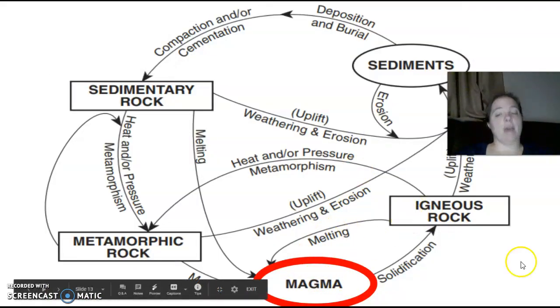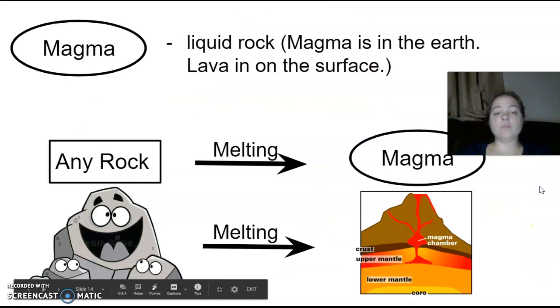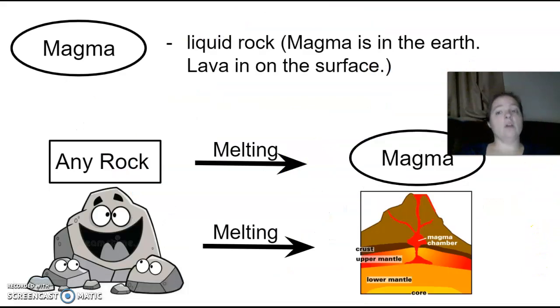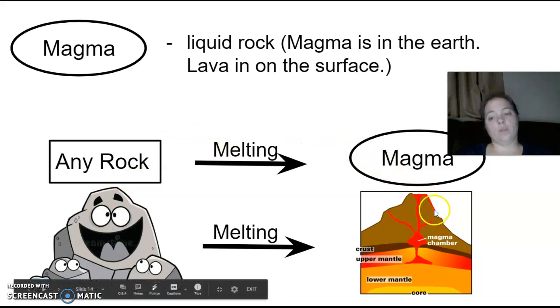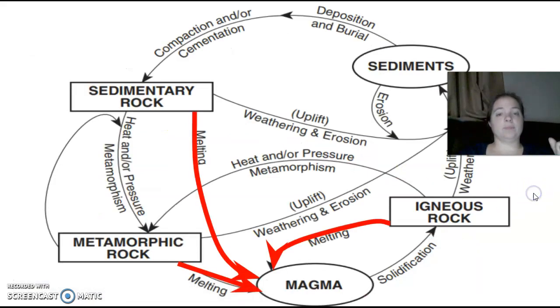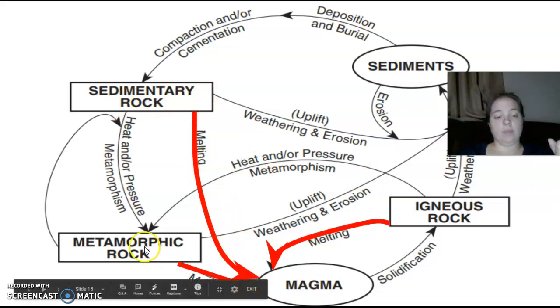All right, so we've got magma. Magma is the liquid rock that is in the earth. Lava is on the surface. So melting of any rock forms magma, or if it comes out, it's lava. All right, so look at this. Sedimentary rocks can melt into magma. Metamorphic rocks can melt and go into magma. Igneous rocks melt and go back into magma. They all can go back in there.